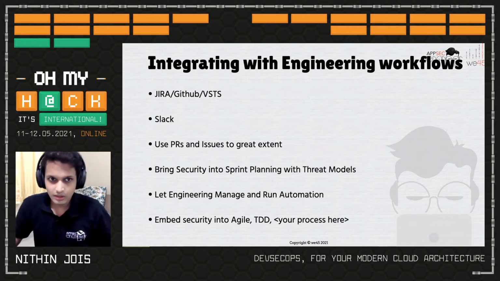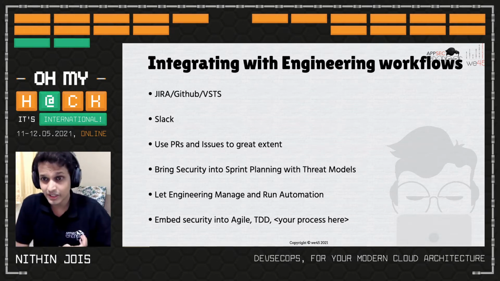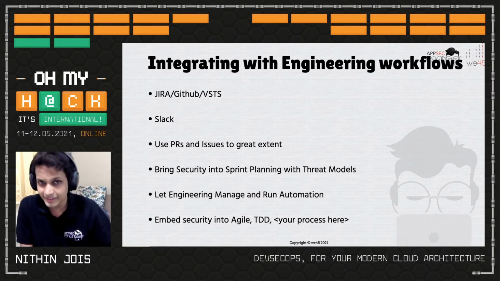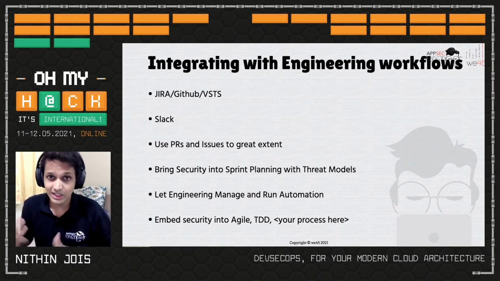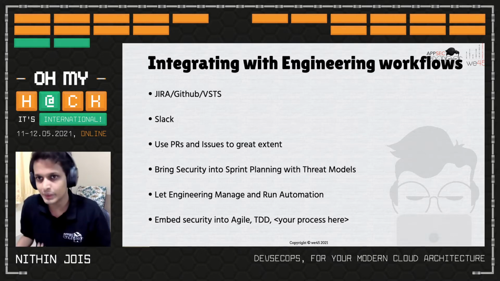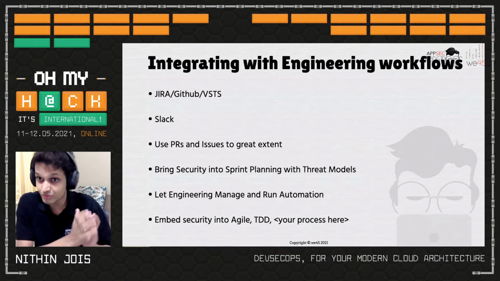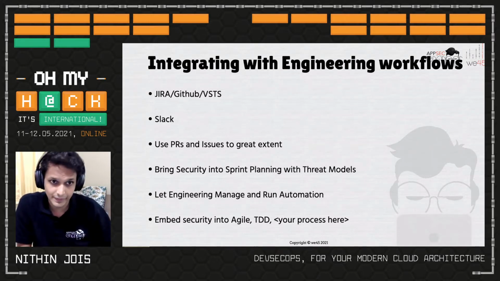So when it comes to integrating with engineering workflows, this is something you probably are used to, right? So you want to start integrating security by either in Jira or GitHub or any other VSTS. You can also have separate Slack channels focused on security and start inviting people from other teams into the Slack channel so that they have a more clear view of what's actually happening.